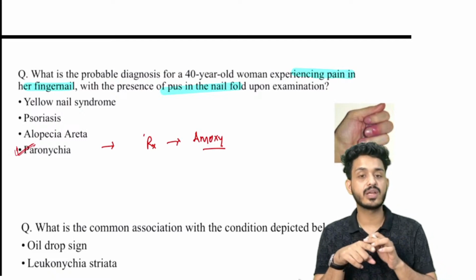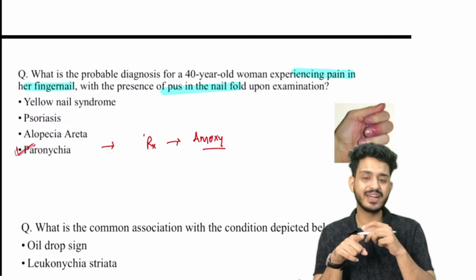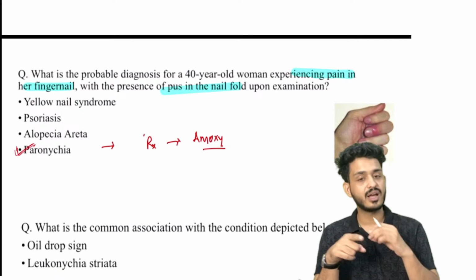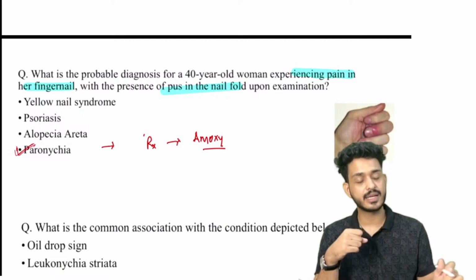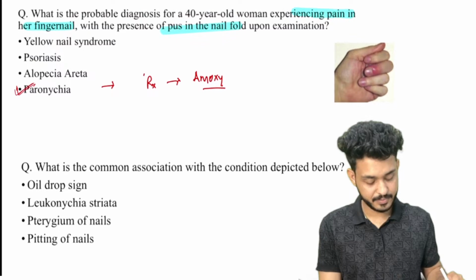If it is a big paronychia, what will we be doing? We will be using a number 11 blade. Take a number 11 blade, make an incision, drain all the pus, and then after dressing, we can give the same drugs. So this is how we will be treating that.